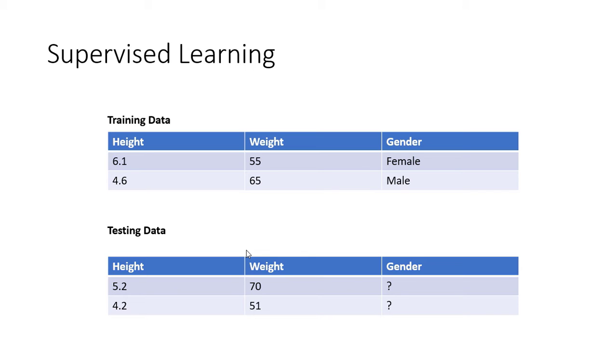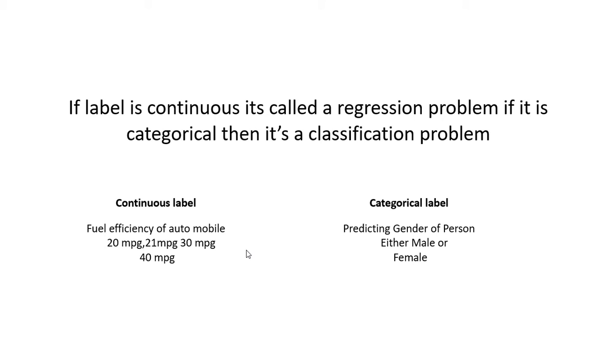Now let's look at classification and regression problems. If the label we are predicting is continuous, it's called a regression problem. If the label is categorical, then it's called a classification problem. So what is a continuous label and a categorical label? For example, we are predicting the gender of a person. Gender can have either two values, male and female. So it's a categorical label. So our label is categorical and this problem is a classification problem.